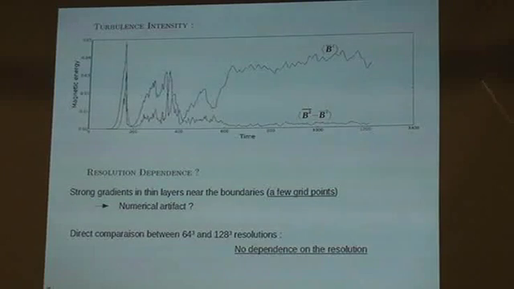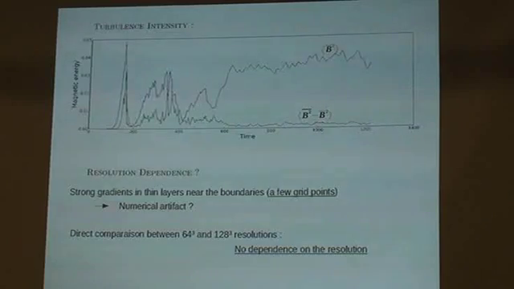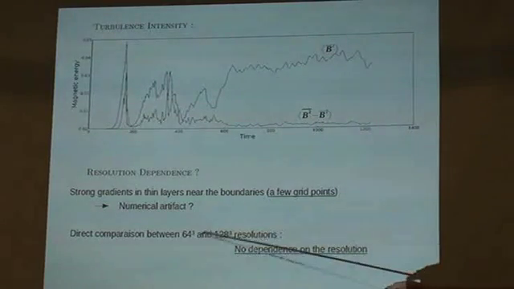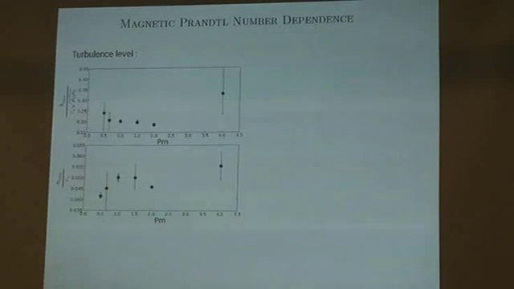But to come back to what I said, is there resolution dependence? I did a direct comparison between the same run with two different resolutions. I superposed the profiles, and it seems that there is really no dependence on resolution. So it's really a physical effect of the boundary conditions. But yes? Is it on the same number of grid points or on the same physical length? No, it's the same physical length.